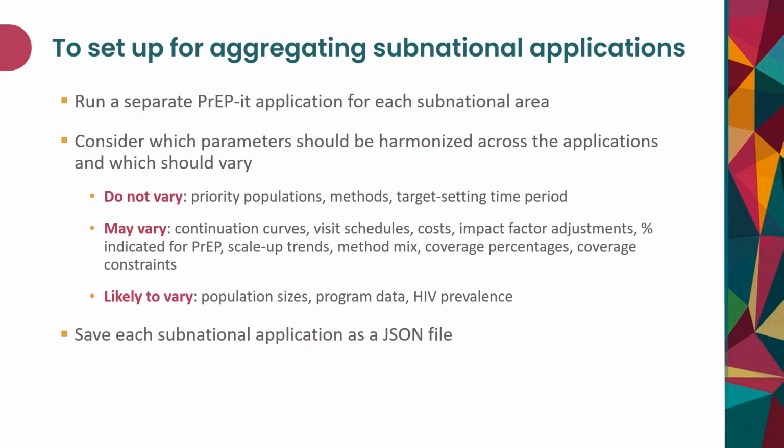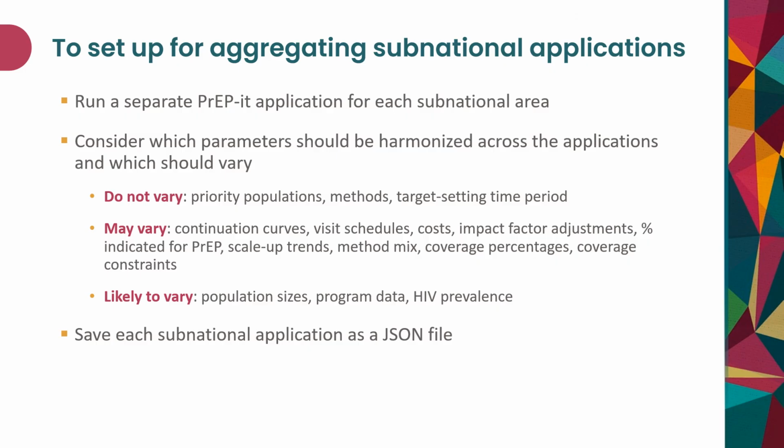First, each application should have the same priority populations. If you're not setting targets for a particular priority population in one of your subnational areas, but are in others, include all the populations in all applications, and then you can set those populations' coverage to 0 when they're not being included. Similarly, the methods should include all methods that are being used across all subnational applications, and you can make the adjustments based on availability of the method in each application. Finally, the target setting period should be the same across all applications.